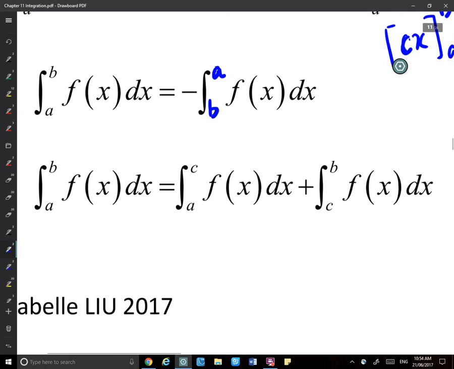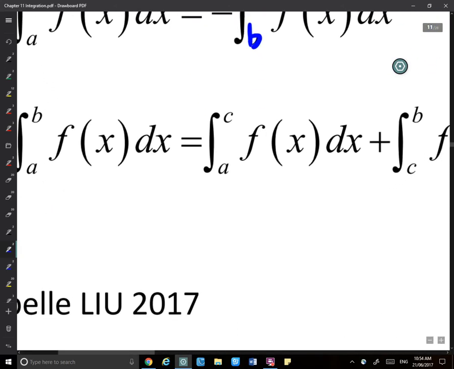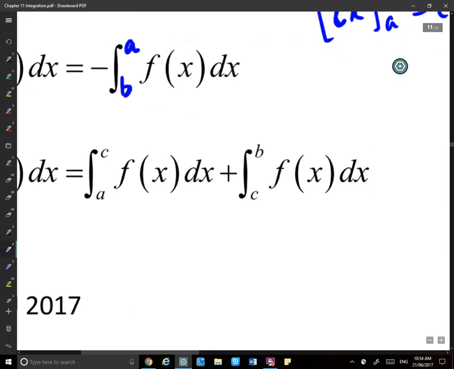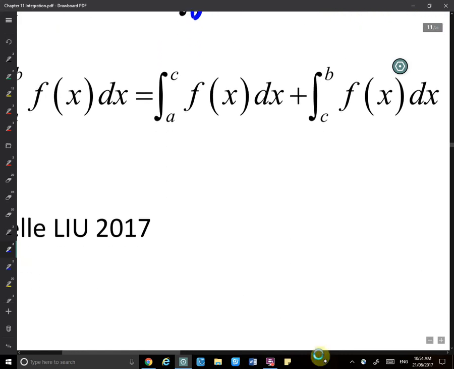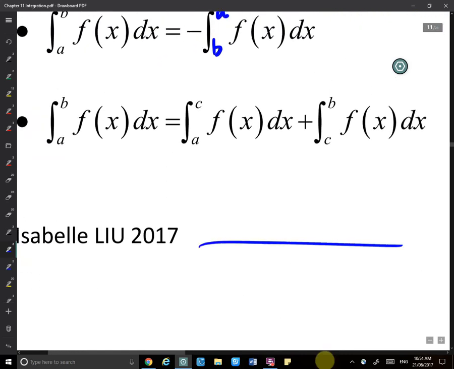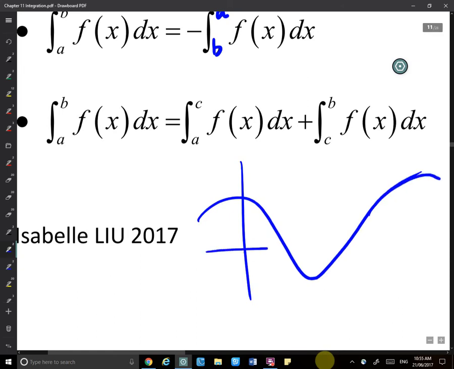Okay, have a look at the next one. If we talk about the area between A to B, we can say we find the area from A to C first, and then we add the area from C to B. Does that make sense? Like say we have a graph like that. It can go below a little bit, like that. And originally I want to find the area from, say, A to B.